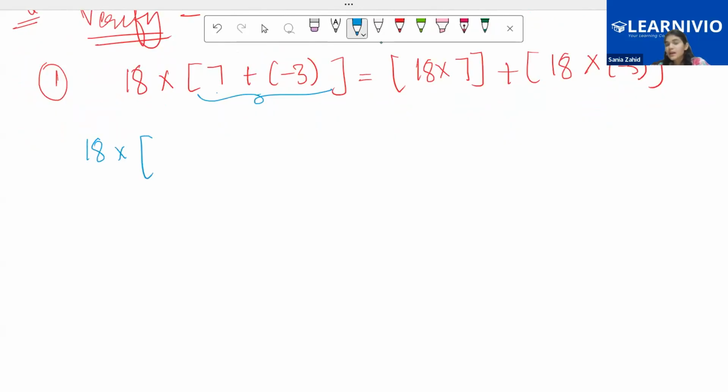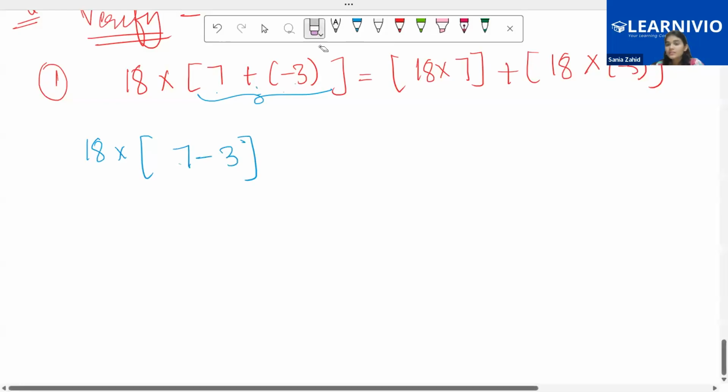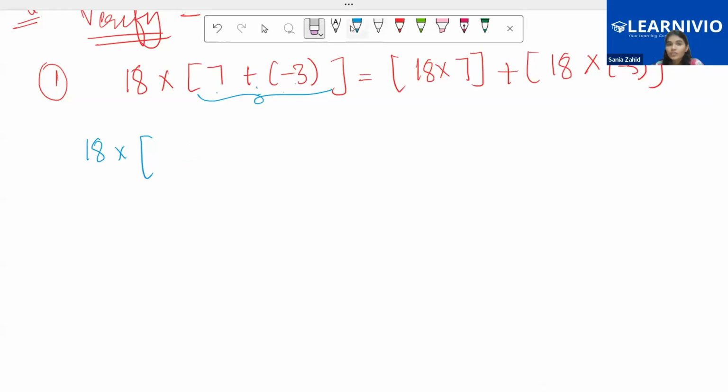Okay, so 7 plus minus 3, what does it give you? Salman will tell. Okay, Salman, how do you solve this? 7 plus minus 3. You have opposite signs together, so you write 7 minus 3. And what is 7 minus 3? 5. No, 4. So can I write 4.